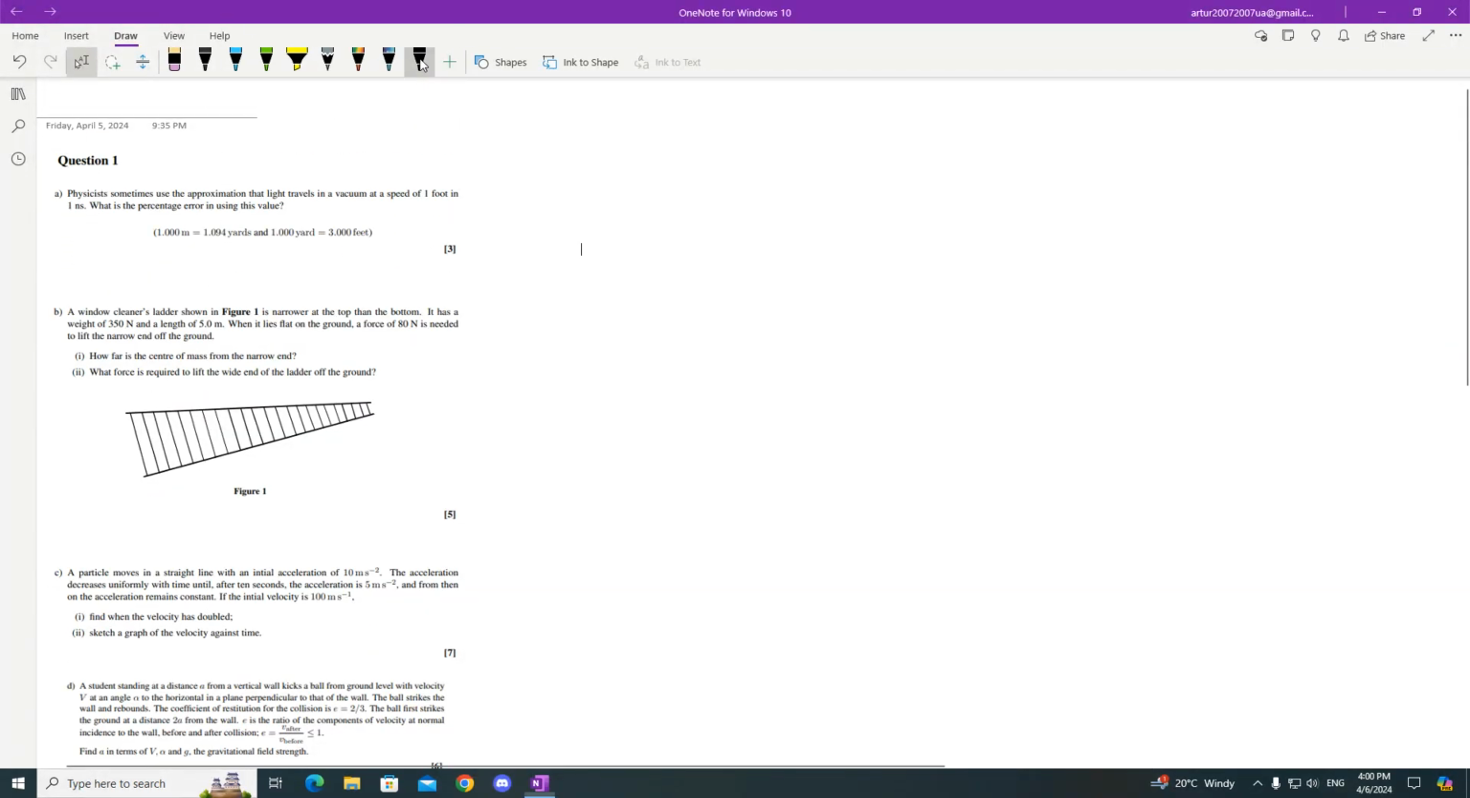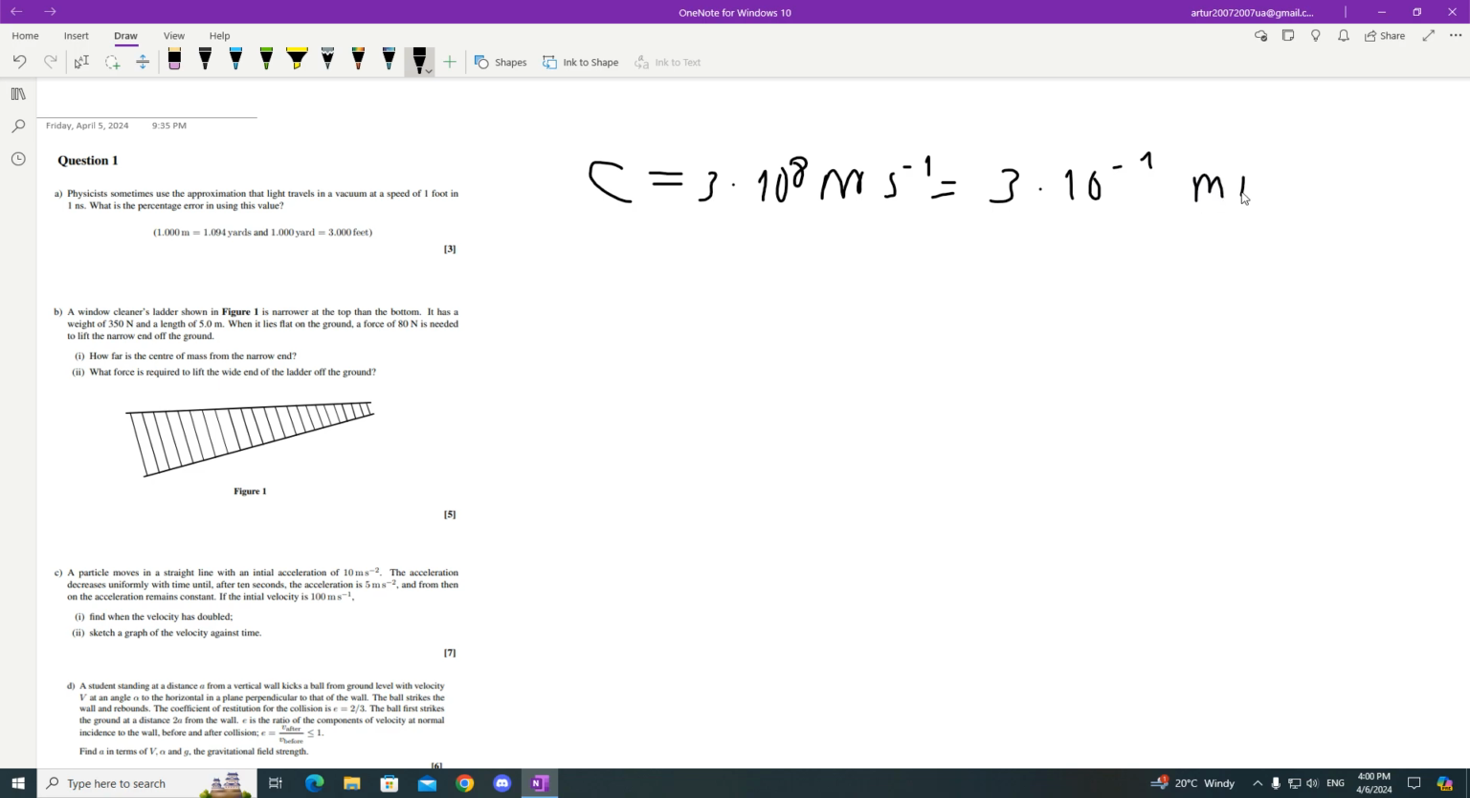So let's start from A, because it's the easier one, because the first is usually the easier one. Physics sometimes uses approximations. Light speed in vacuum is approximately 1 foot per 1 nanosecond. We have to find the percentage error. The original value from the table is 3 times 10 to the 8 meters per second. Dividing by 1 billion, or 10 to the power of 9, that is 3 times 10 to the power minus 1 meters per nanosecond.